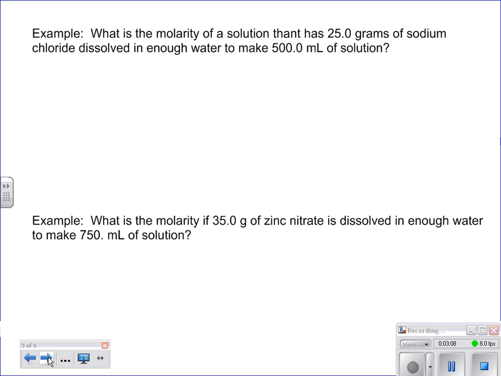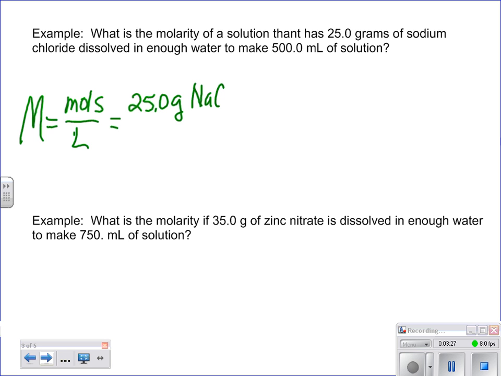So I know that my formula equals moles over liters. So I'm going to need moles on the top and liters on the bottom. Well, I'm given grams and milliliters. So the first thing I'm going to do is I'm going to start with my 25 grams, and it happens to be sodium chloride. And I know that I don't want it in grams. What can we convert to? Moles. So we get rid of our grams and go to moles.